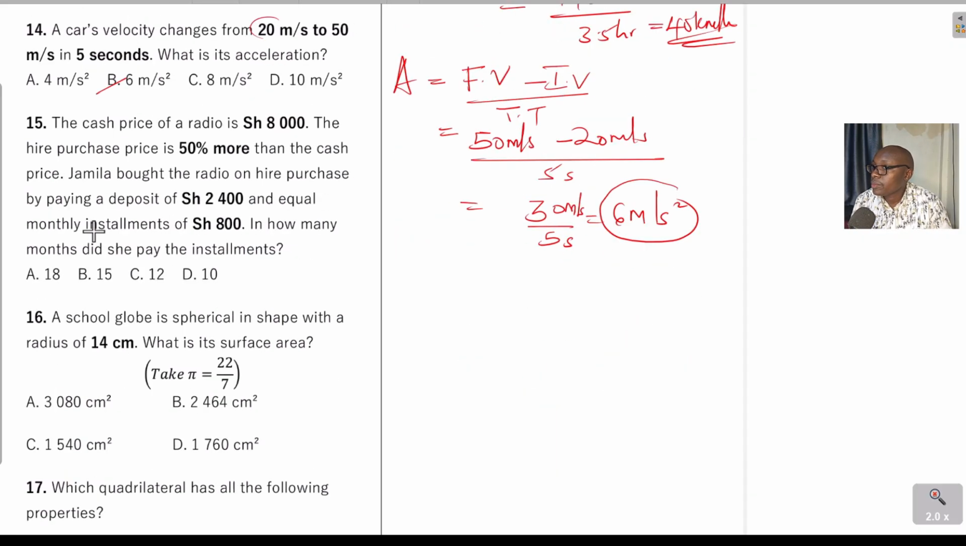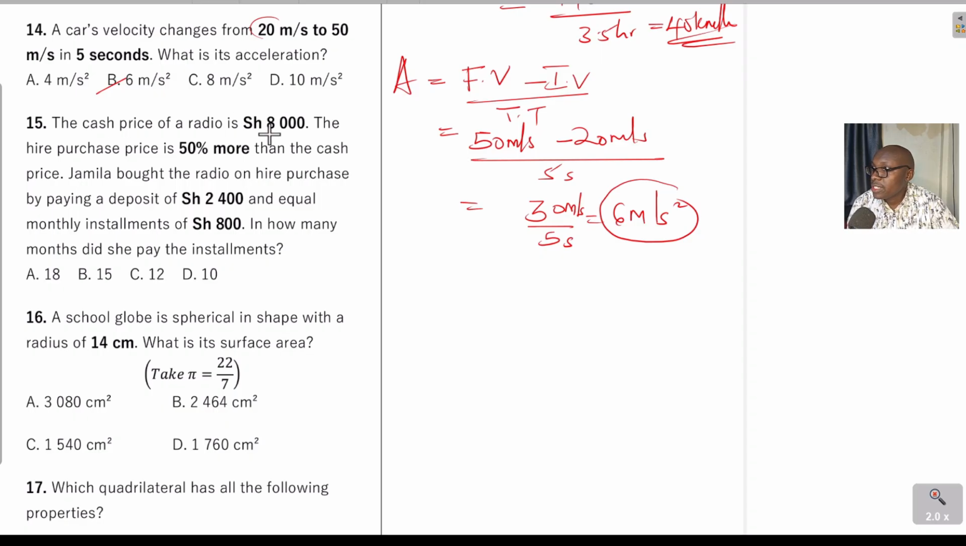We go to question 15. The cash price of a radio is 8,000 shillings. The hire purchase price is 50% more than the cash price. Jamila bought the radio on hire purchase by paying a deposit of 2,400 and equal monthly installments of 800. In how many months did she pay the installments?